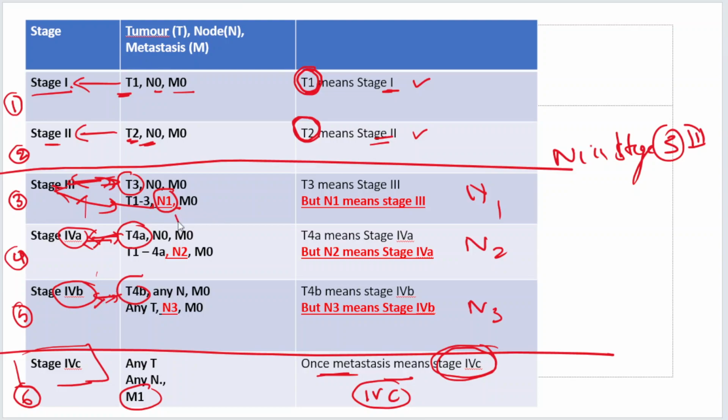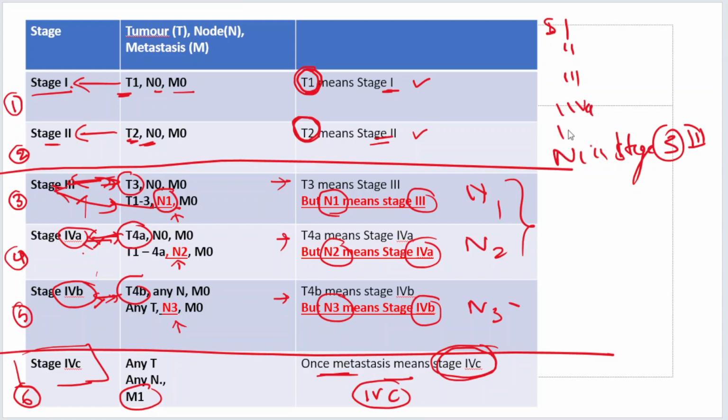Now we are just adding one more component. N1 is stage 3, N2 is stage 4A, N3 is stage 4B. So T3 means stage 3, T4A means stage 4A, T4B means stage 4B, but once it comes as N1, it is stage 3, N2 is stage 4A, N3 is stage 4B. So these 3 things you just remember. In the exam, you can write stage 1, stage 2, stage 3, stage 4A, stage 4B, stage 4C.